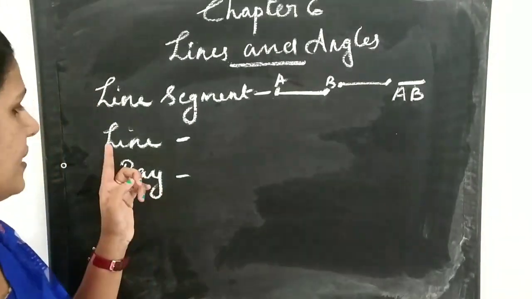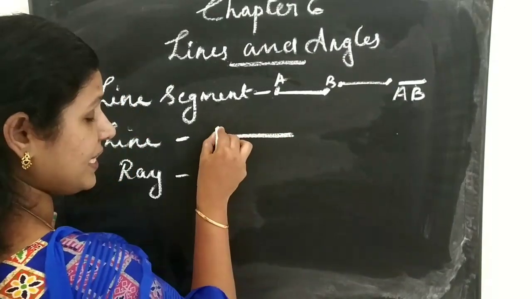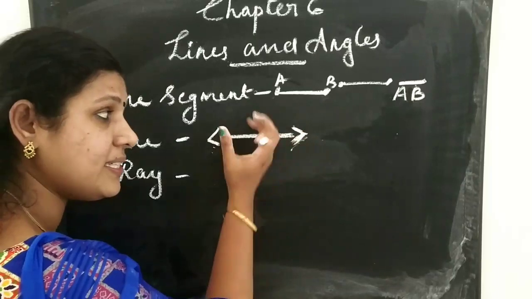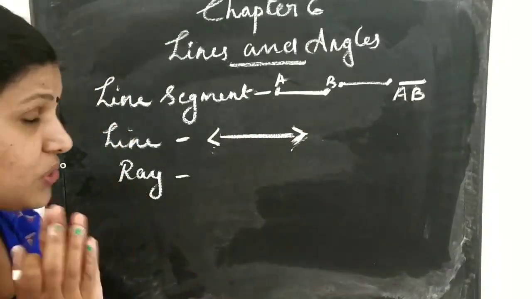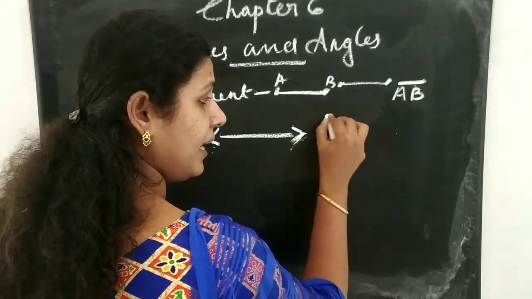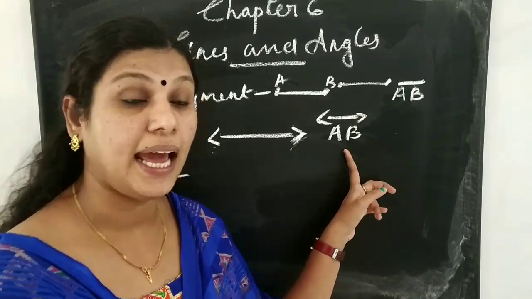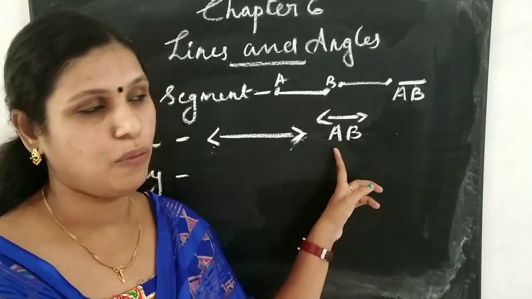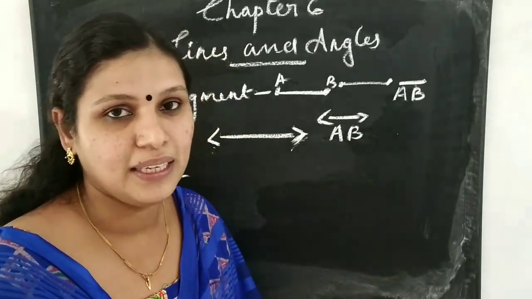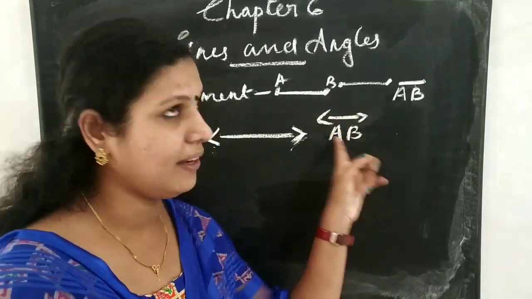Okay. But in the case of a line, it has no endpoints. It can be extended on both sides. So there is no endpoint, and it is symbolized by AB like this. In most cases we don't write this, we just write AB. But in reality, we can write line segment AB.